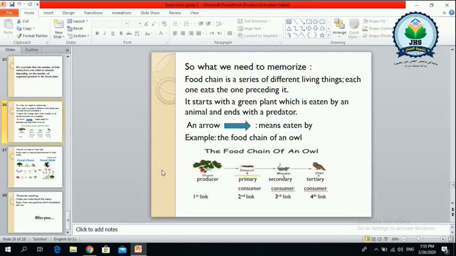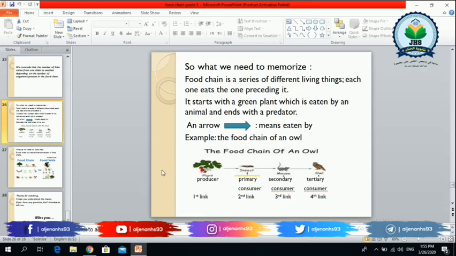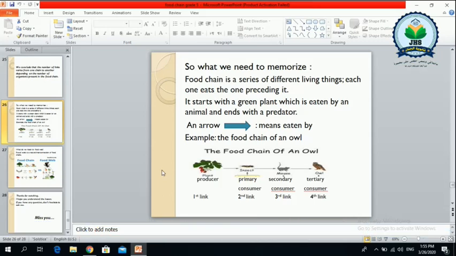So what we need to memorize? Food chain. Food chain is a series of different living things. Each one eats the one preceding it. It starts with a green plant which is eaten by an animal and ends with a predator. The arrow means eaten by.